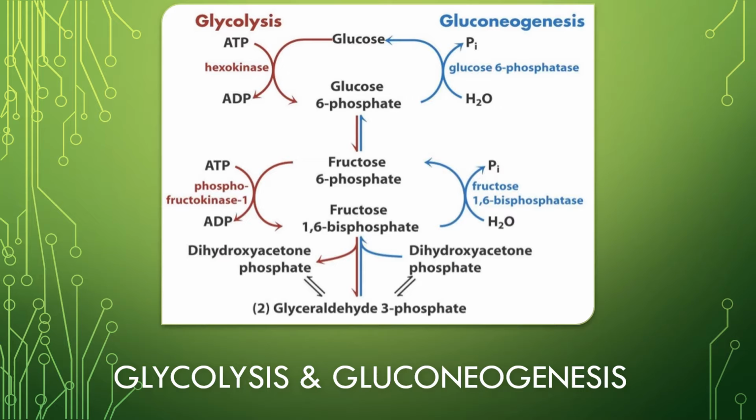Okay, so as you can see, we have both sets of pathways here. So we have glycolysis, and then we have gluconeogenesis. Notice that only on some of them we have the double arrows, meaning that it can be reversible once again.